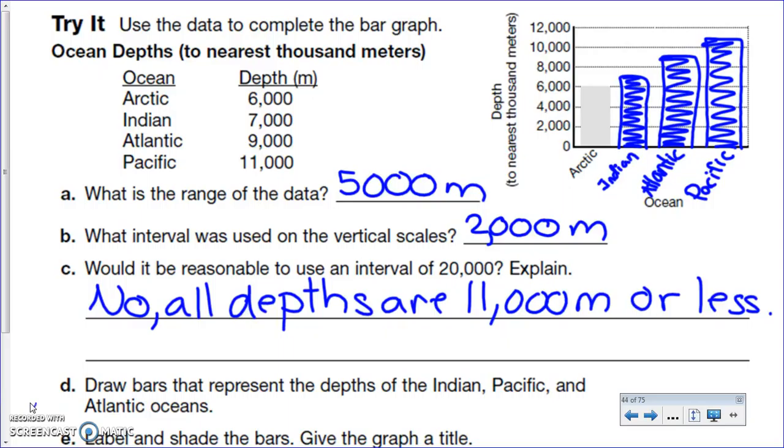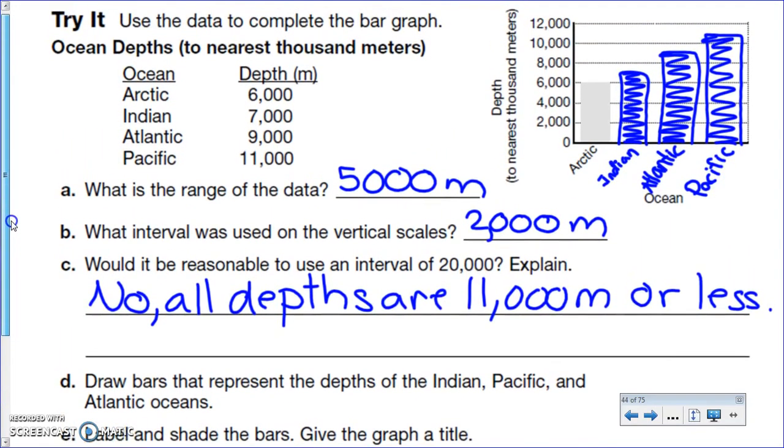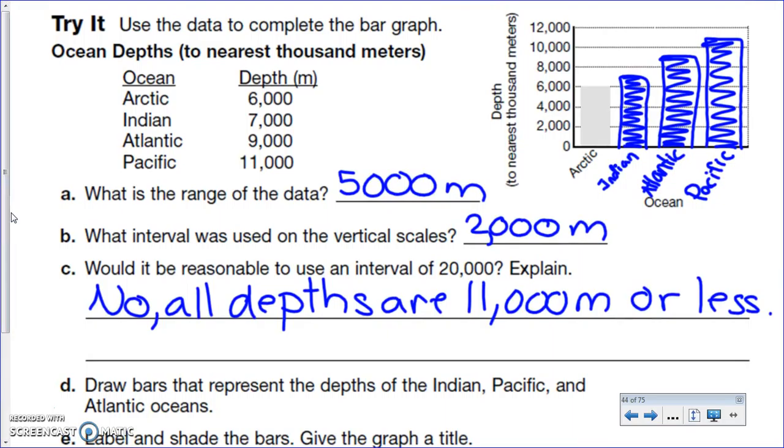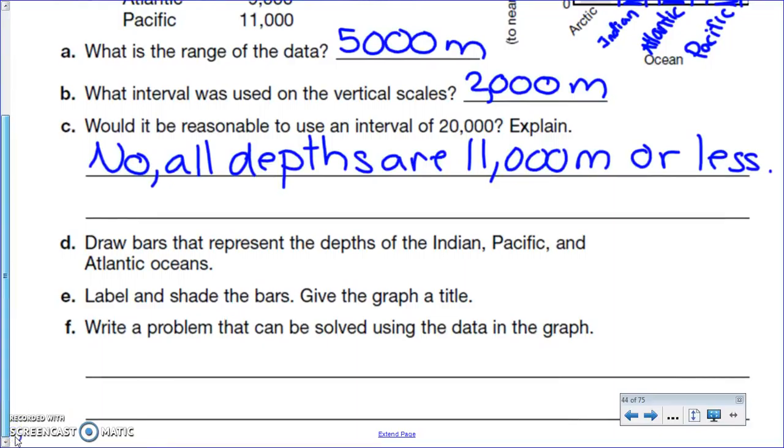So now we have the Indian Ocean bar shaded up to 7,000 meters, the Atlantic shaded to 9,000 meters, and the Pacific shaded to 11,000 meters. For E, we have already labeled and shaded the bars. We need to give the graph a title, so we're going to call it Ocean Depths. Then for F, you need to write a problem that can be solved using the data in the graph, and we will share this in class tomorrow.